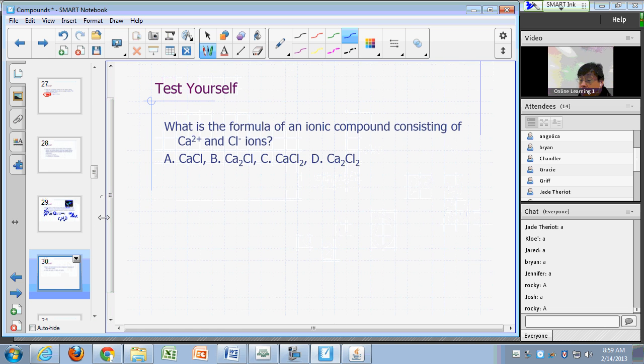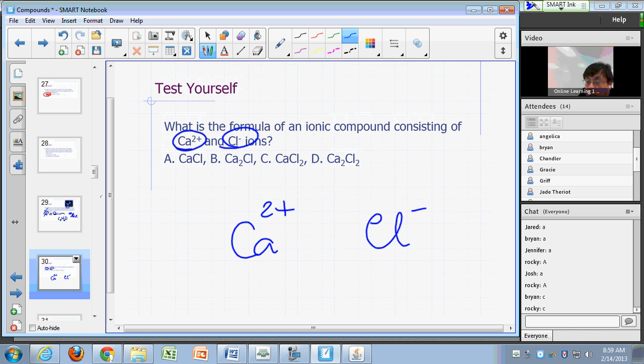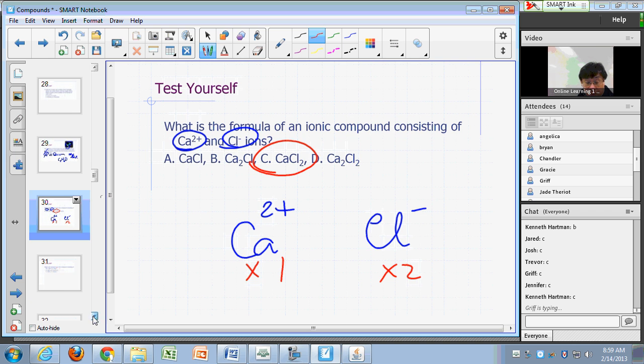What's the formula of an ionic compound consisting of calcium ions and chloride ions? Is it CaCl, Ca2Cl, CaCl2, or Ca2Cl2? What's the answer to this one? Calcium has a +2, chloride has a -1. How many of each would you need so that you get a total charge of 0? Very good. You need one of this one, and you need two of those. So the formula is CaCl2.